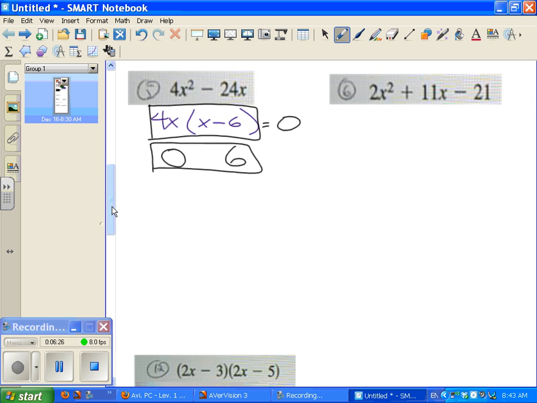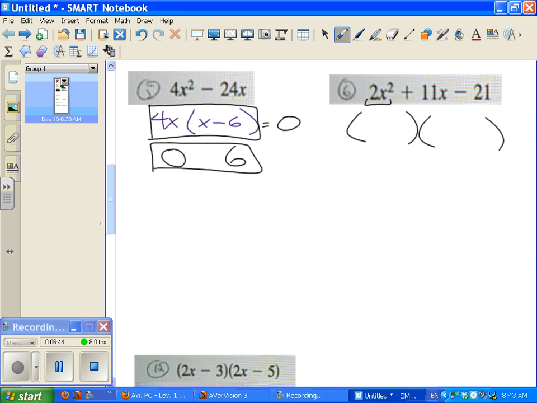If they're going to say factor, all you have to do is just factor it and be done with it. But if it says solve, then you're going to want to factor it and then decide what makes each piece equal 0. Okay? So here's another one where the directions just said factor.